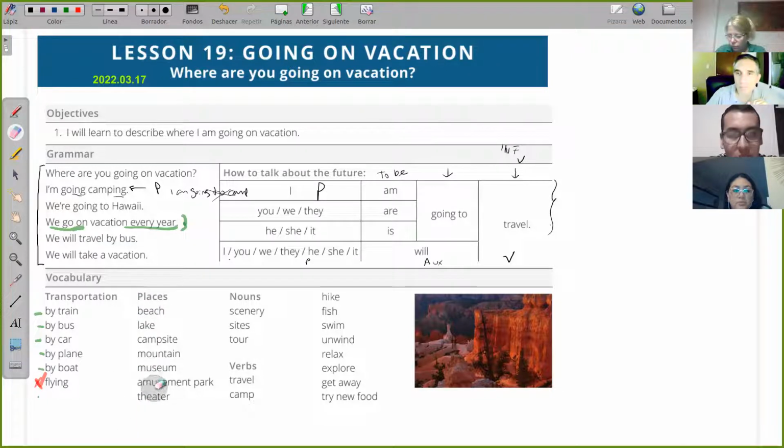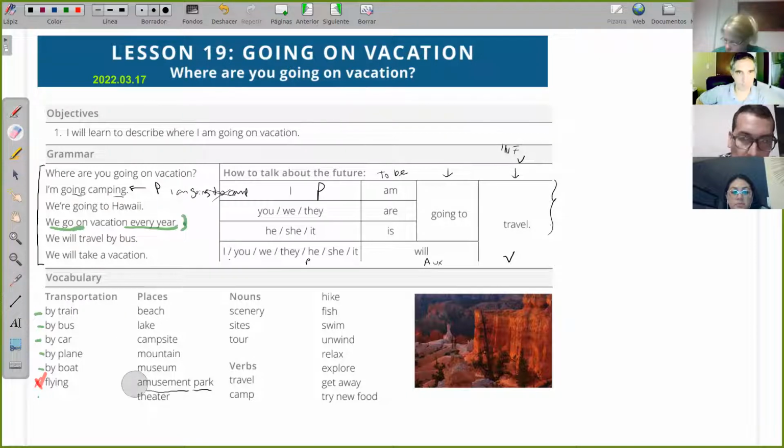¿Conocen todas estas palabras? La anteúltima, amusement park. The amusement park. Parque de diversiones. Okay, this is a park where you can have some fun. An amusement park.